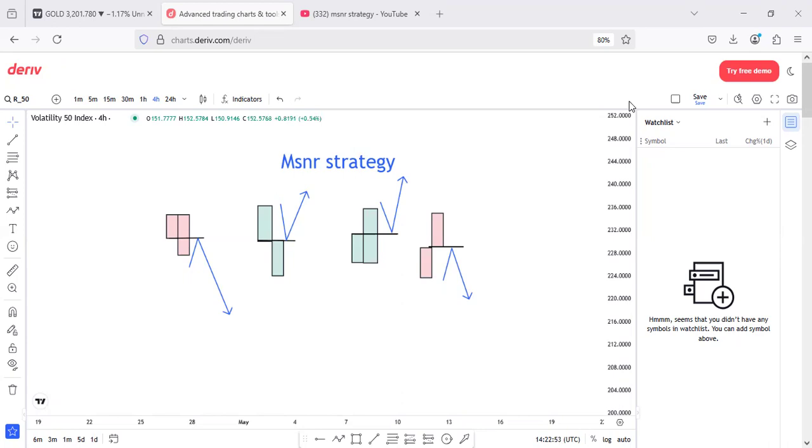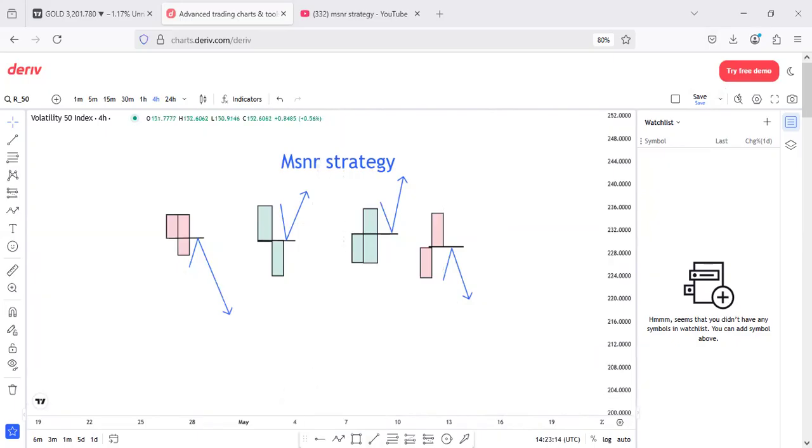So I'll be diving more into the Malaysian SnR strategy. The Malaysian SnR strategy is also called a break of level. And we have three types of Malaysian SnR.